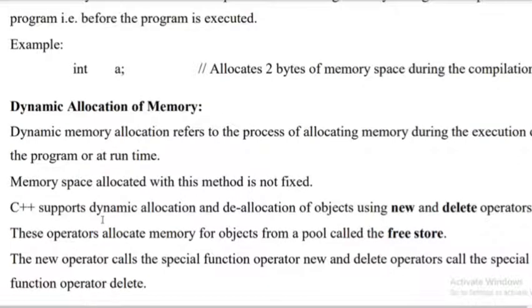Then C++ supports dynamic allocation and deallocation. This is allocation of memory, and deallocation is nothing but removing or destroying the memory which was allocated earlier, of objects using the new and delete operators respectively. For dynamic allocation, we go with the new operator. For dynamic deallocation, we go with the delete operator. These operators allocate memory for objects from a pool called the free store.